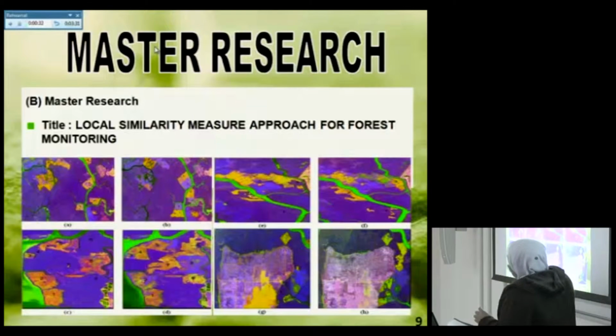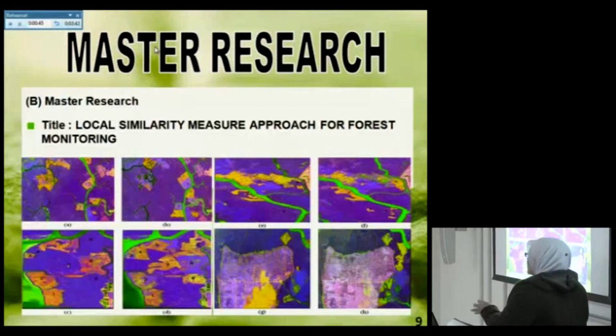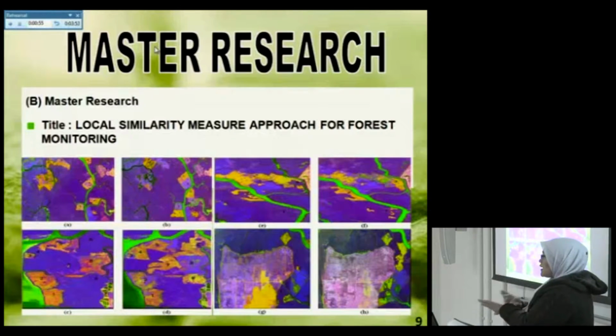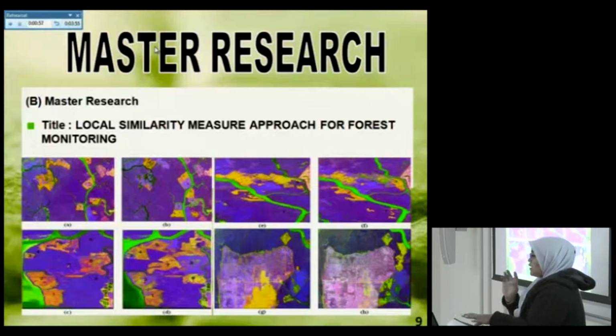For example, here we have 4 images. This is in Matang Mangrove Forest, Perak, Malaysia. Images A and B are of the same area, but the difference is that image A was taken by satellite in 2005, and image B was taken in 2007. We overlap both images and use this algorithm to detect the changed area.